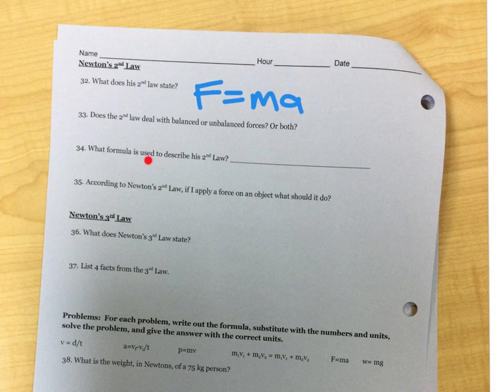And then the formula used to describe his law I've written up here. Force equals mass times acceleration. And then according to Newton's second law, if I apply a force on an object, what should it do? If you're applying a force on an object, then the acceleration is going to increase since the mass isn't changing at all. So the force is going to increase on that object as well since the acceleration is increasing.